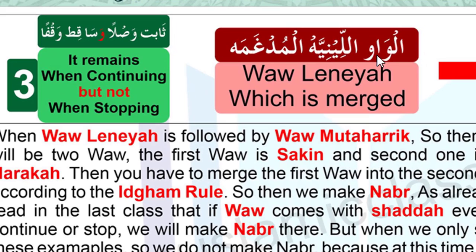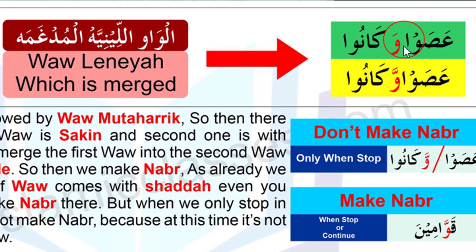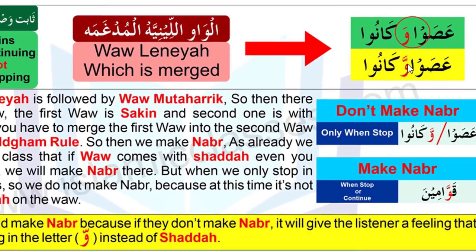The place is called Al-Wawul Liniya Al-Mudghama. What is the meaning of this? Waw Liniya, which is merged. In English, it is called Waw Liniya, which is merged. So you can see here is the example. Here you can see the first waw is merged into the second waw. So then it becomes with shadda sign on it.